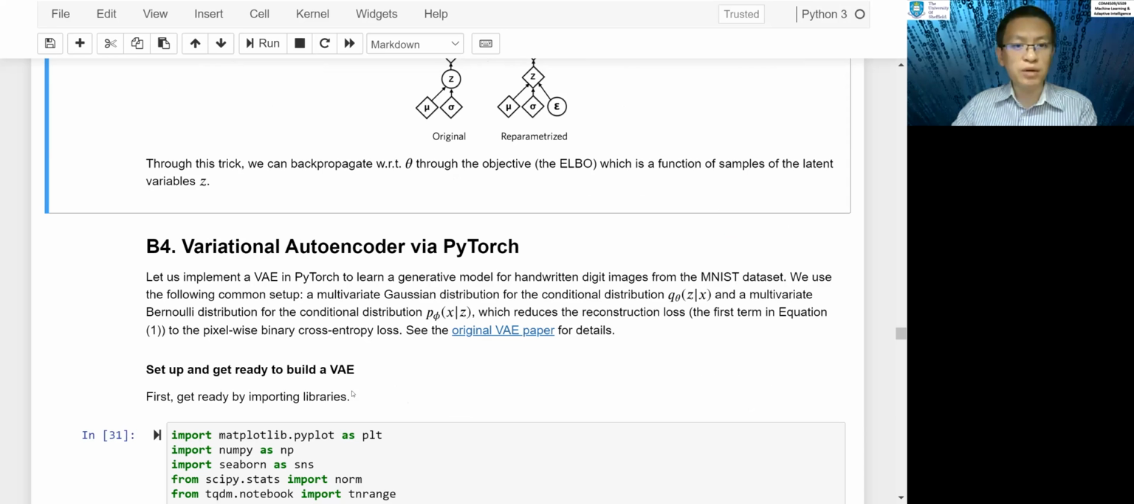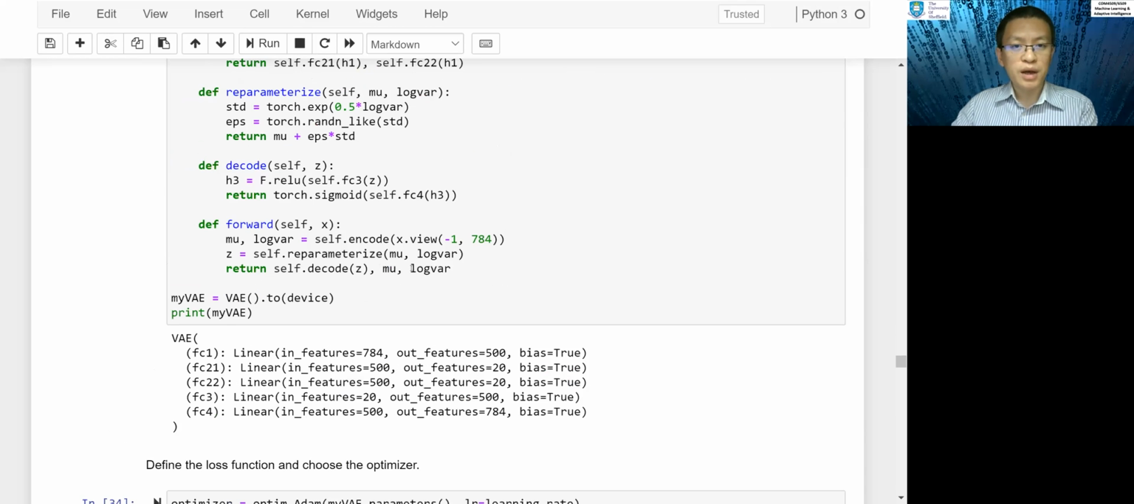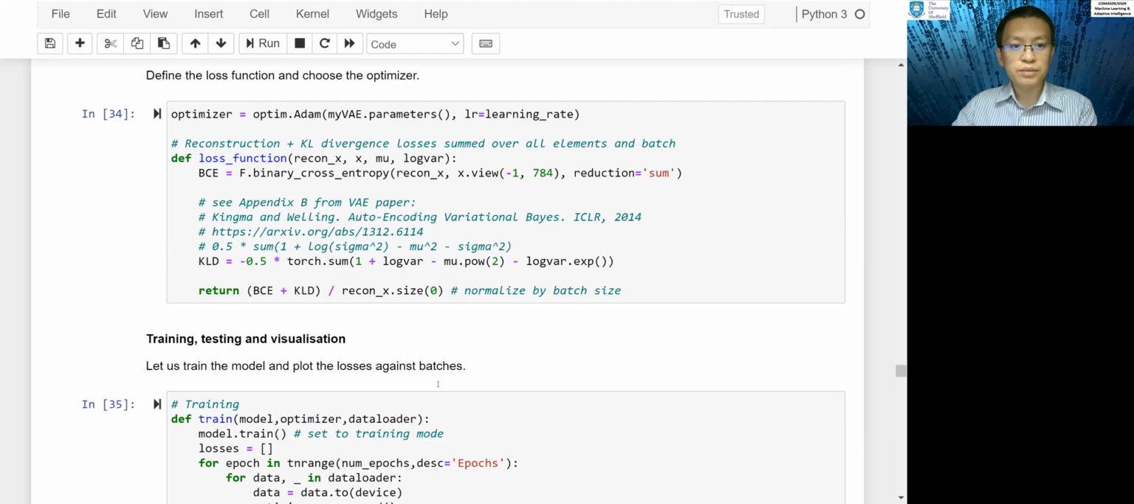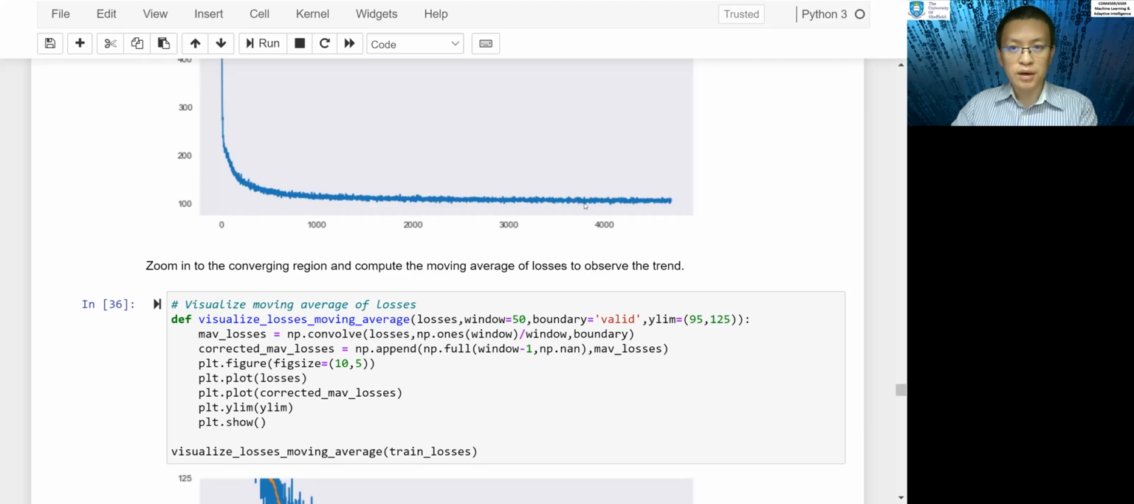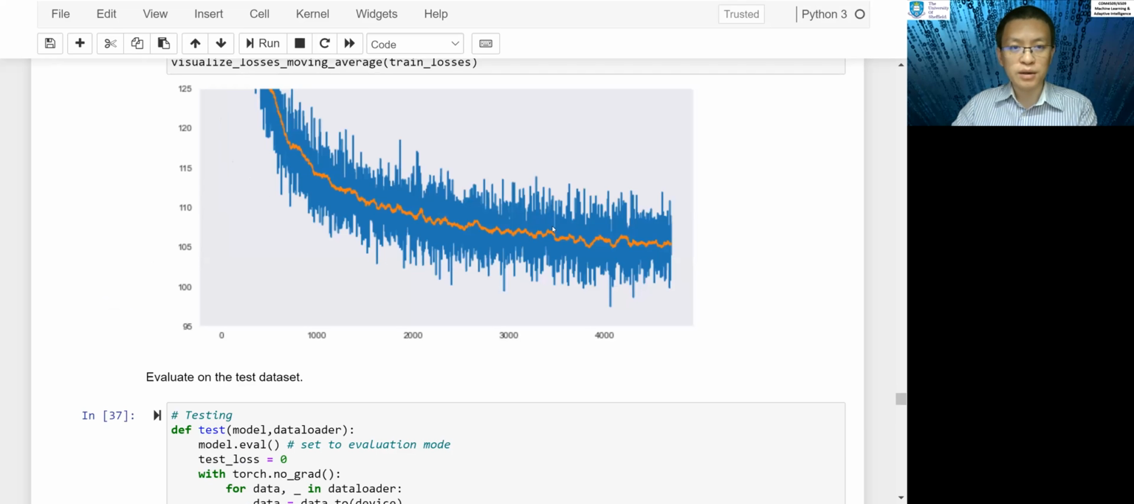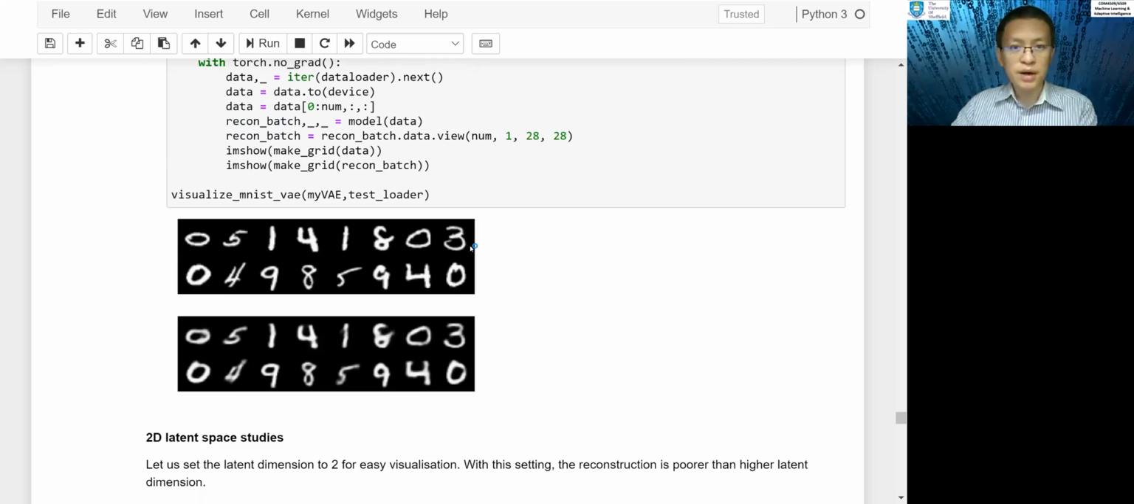Then we go to the coding. For coding, I also consulted several notebooks, and it uses fully connected linear layers. This is basically the training, the loss optimization process. They zoom in to look at the loss and when it converges. And here is the original image and some reconstruction from the learned latent representation. The reconstruction quality is very good.